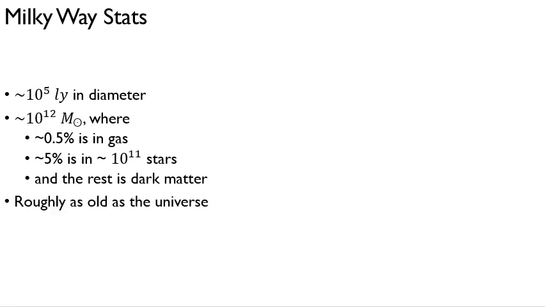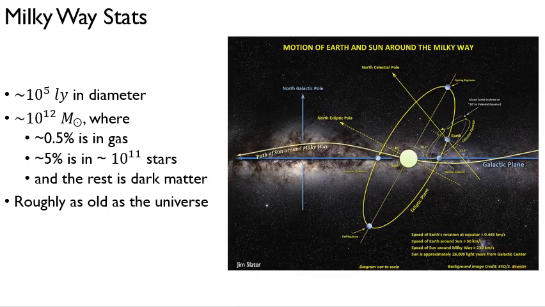The age of the Milky Way is roughly as old as the universe. We can date the age of stars using radioactivity, and we find that the Milky Way stars formed not too long after the Big Bang, basically once atoms could form. And so the Milky Way is extremely old.